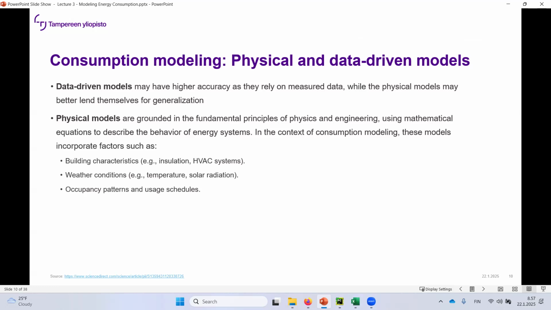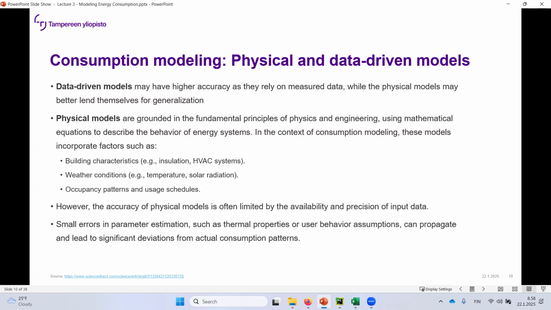So what you have to incorporate in here: building characteristics, weather conditions, occupancy patterns, and usage schedules. But the accuracy of these physical models is usually limited by the precision and availability of the data. For example, do you have the precise measurements of a certain building, or do you have to make some generalizations? And if you start aggregating these heat consumption calculations for multiple buildings, how do you do that?